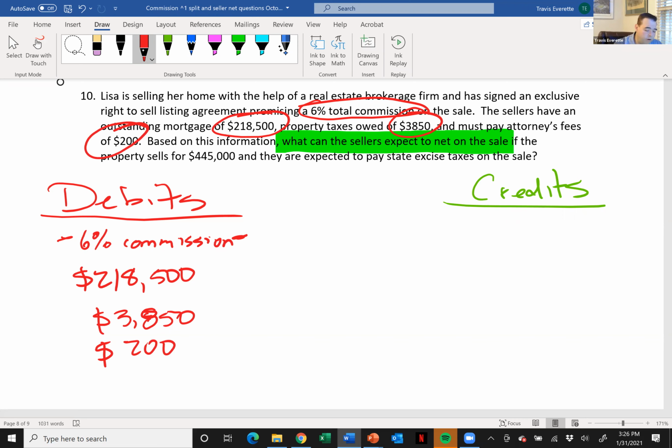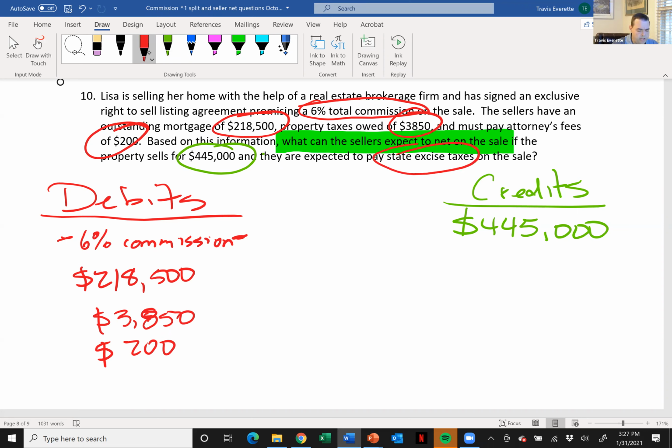$445,000? Oops, wrong color. Got a green one there. $445,000 is a credit. Because it's my sales price. They're getting credited for the sales price if you're the seller. The sales price is a good thing if you're the seller. And they're expected to pay state excise taxes on the sale. Okay, well, state excise taxes is another debit.